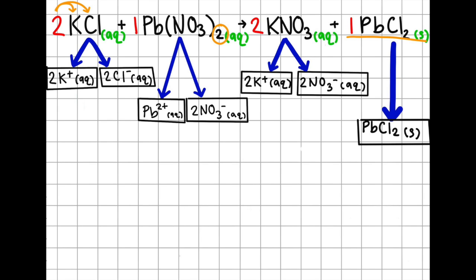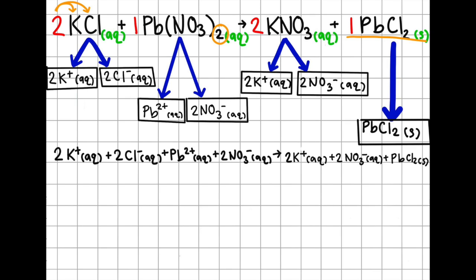For KCl, the coefficient 2 is distributed to each ion. As we found the charges earlier in this video, we know that KCl dissociates into 2K+ and 2Cl−. For lead nitrate, we have Pb2+ and 2NO3−. This is because of the subscript 2 next to the nitrate in the top line. Following, we have 2K+ and 2NO3− and PbCl2. Remember that solids are not written as ions. We put this together and we have the following equation. This is the complete net ionic equation.